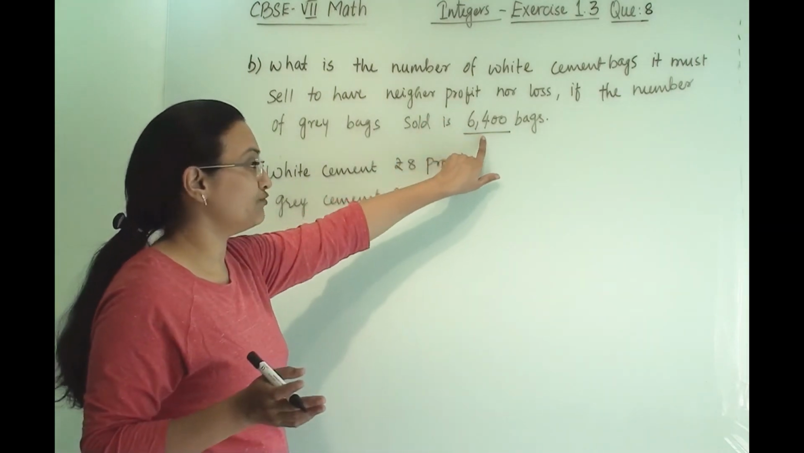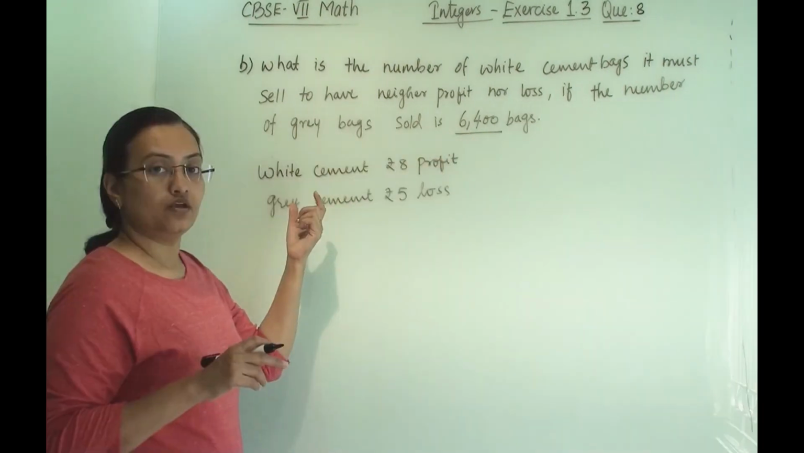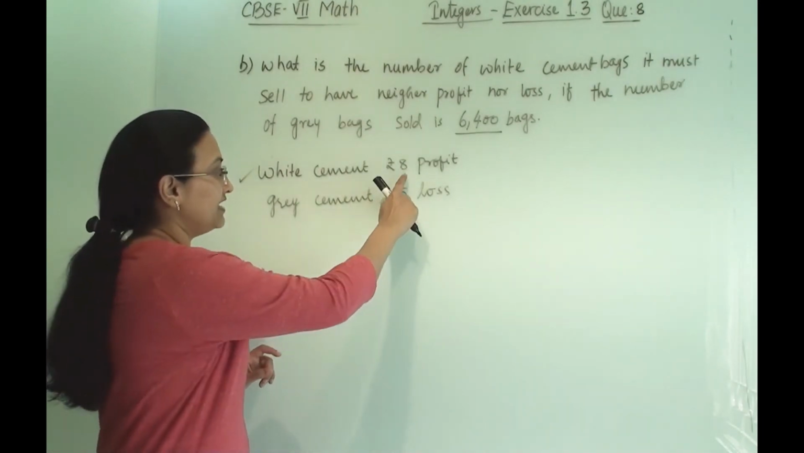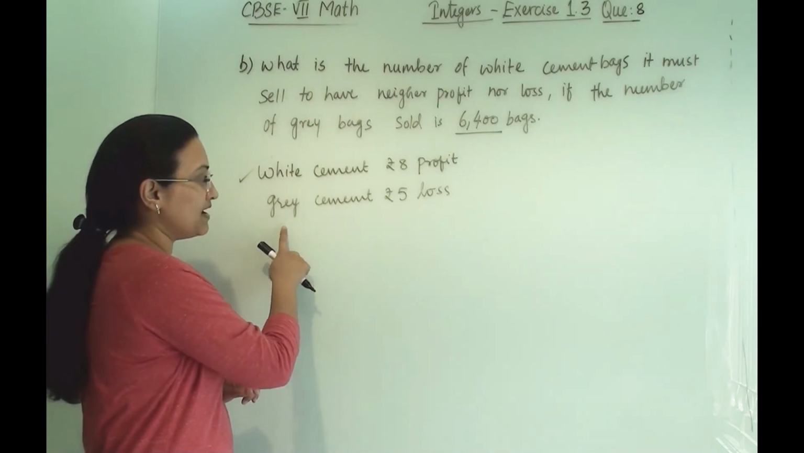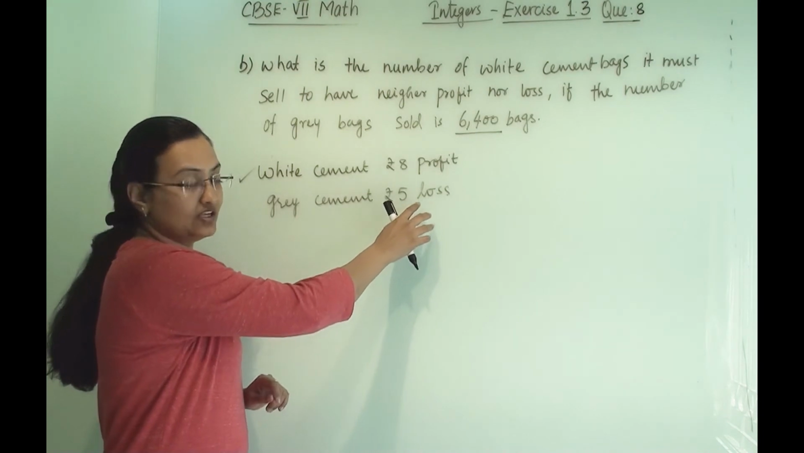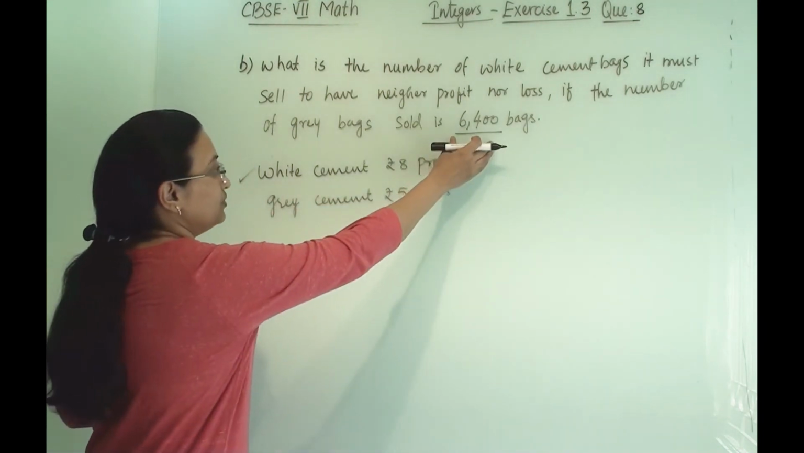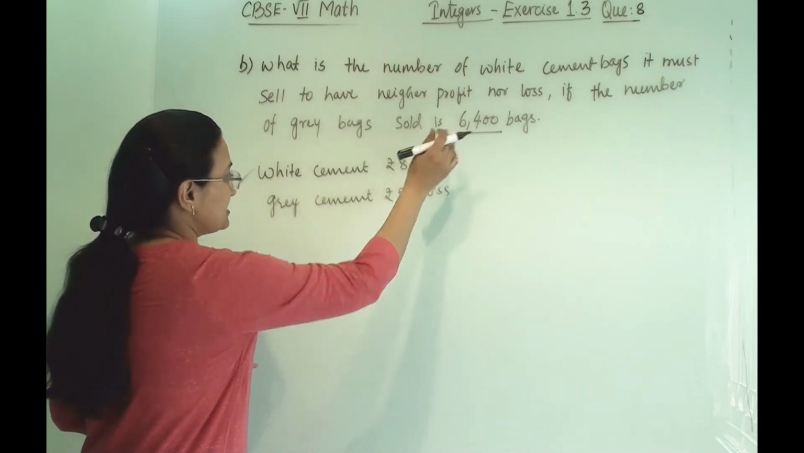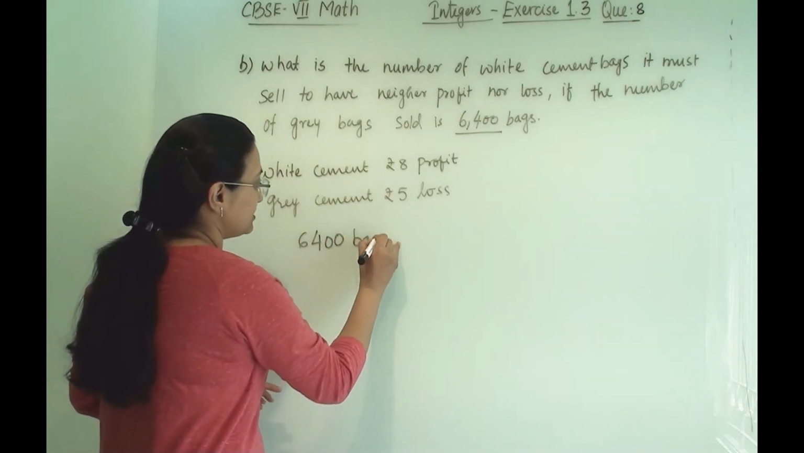So first we have to find out how much loss they have made from this selling. We know that when they sell one bag of white cement, they make a profit of rupees 8. When they sell one bag of grey cement, they make a loss of rupees 5. They are losing 5 rupees per bag. Now let us first calculate how much loss they have made from this selling. So 6,400 bags they sold.